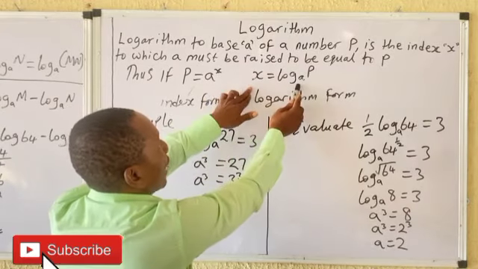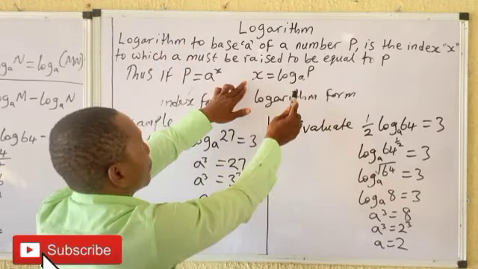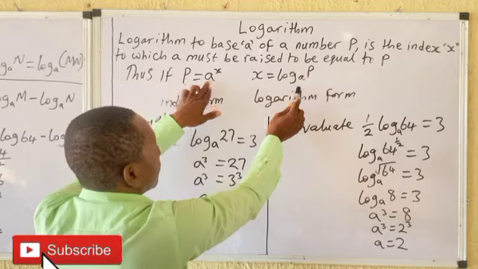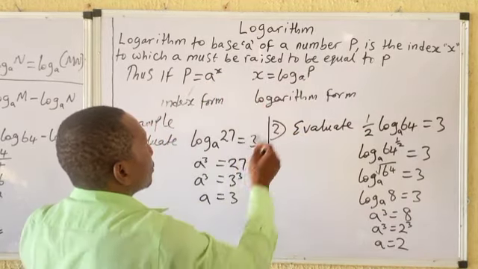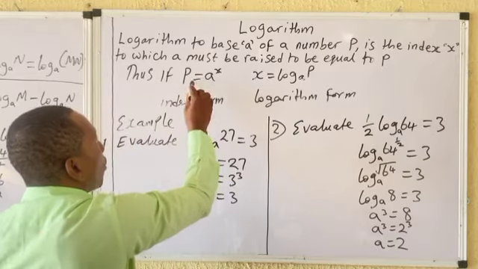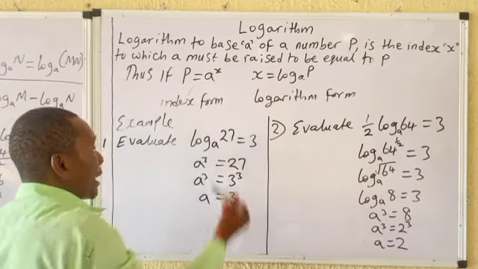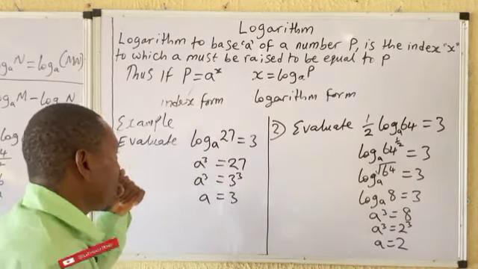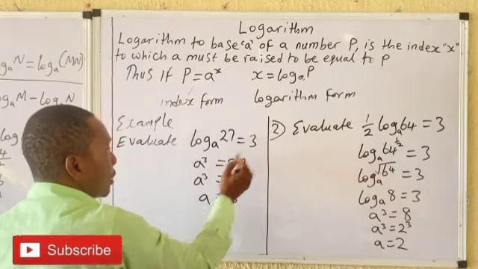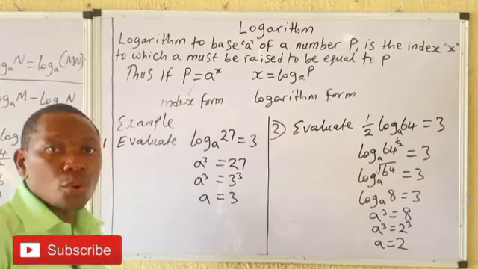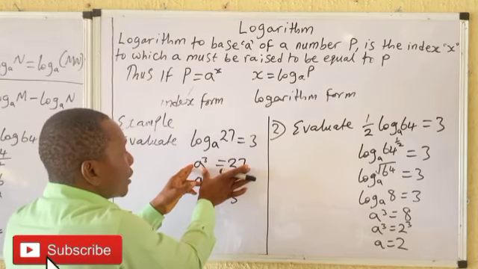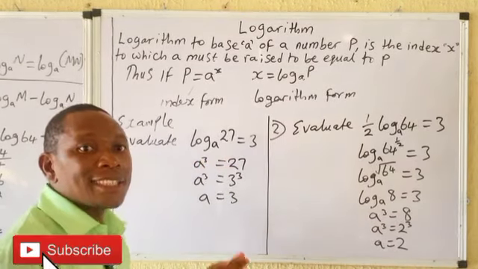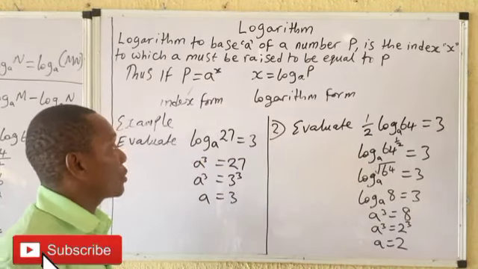Now take a look at this logarithmic form again. A raised to power X equal to P, or P equals A raised to power X. So it's the same that is being given here. A raised to power 3 is equal to 27. So this is the logarithmic form, and I'm converting it to the index form. And that is the easiest way to solve this question.